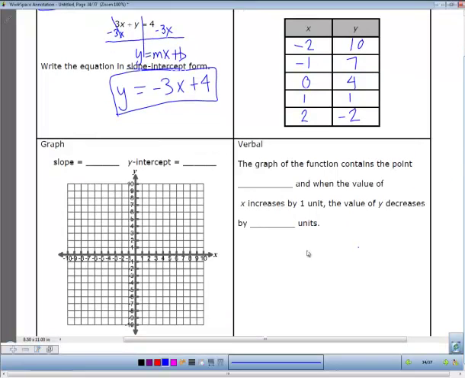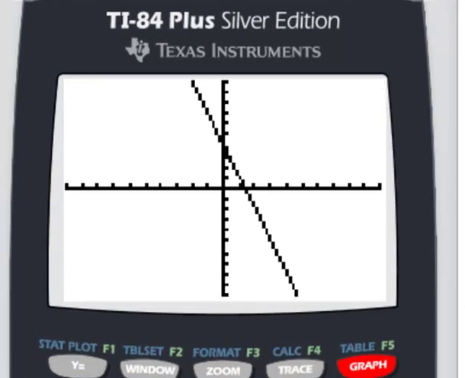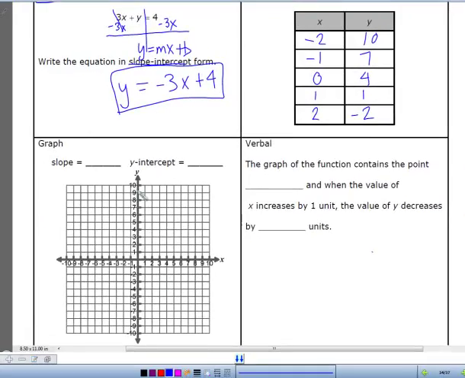Now, I can look at my graph from my calculator as well, or I can plot these points. So let's take a look at the graph first. I'm going to hit the graph button. So I can see that I have a negative slope because it decreases from left to right, so it's a negative slope. And my y-intercept is at 4. So, again, going back to my notes, my slope is my m, so that I know is going to be -3. And then my y-intercept is my b, which is a positive 4.